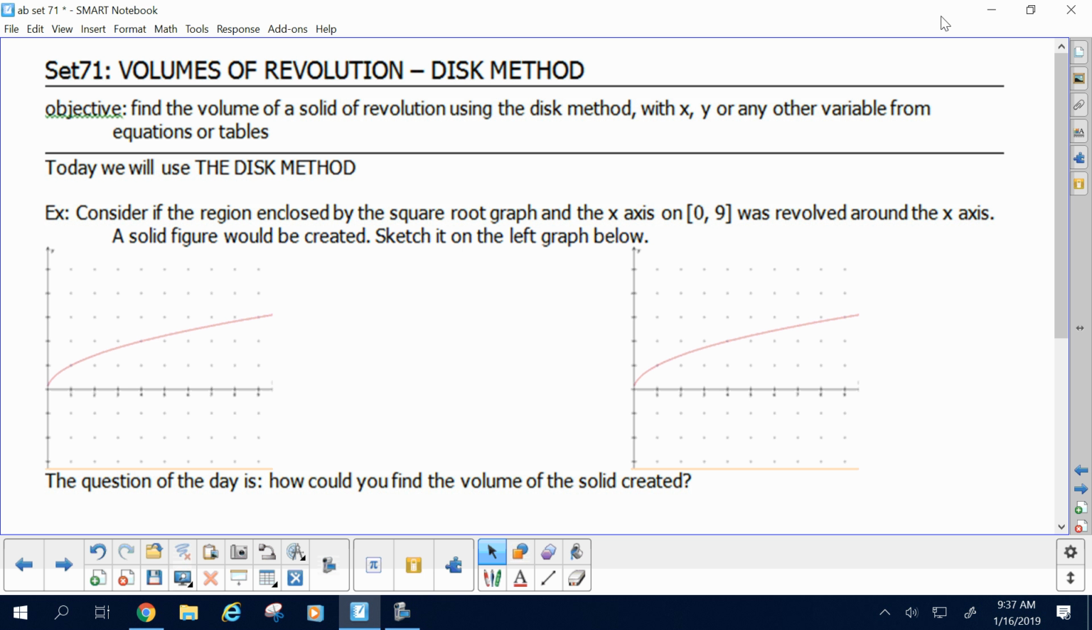Consider if you had this region of the square root function. This is the square root graph. Back for your learning pleasure, y equals the square root of x.